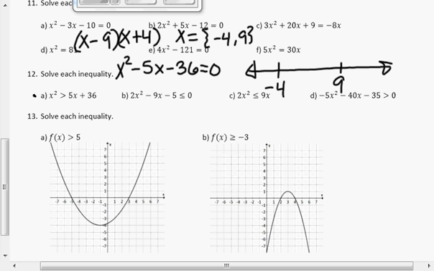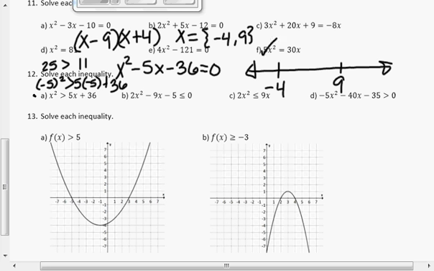So let's look at negative 5. It's less than negative 4. Negative 5 squared is 25. 5 times negative 5 is negative 25. And then plus 36 gives me 11. So is 25 bigger than 11? Yes, so we're going to put a check mark above that.